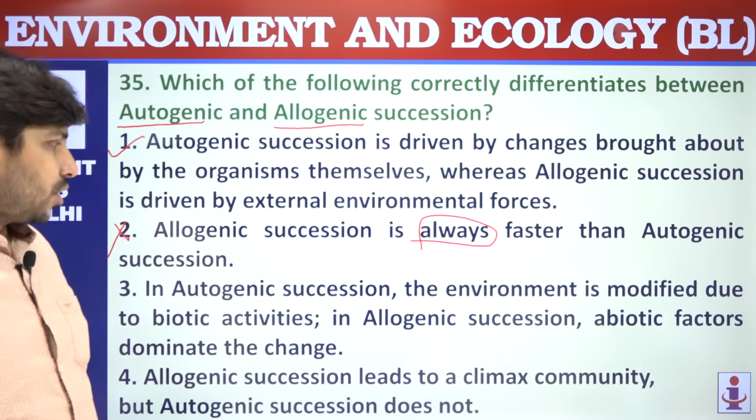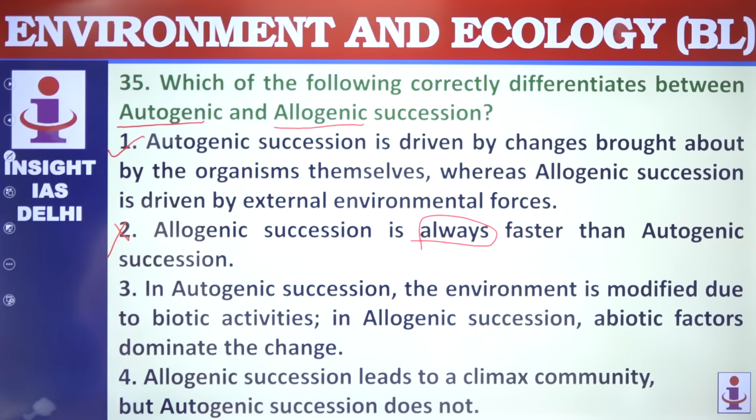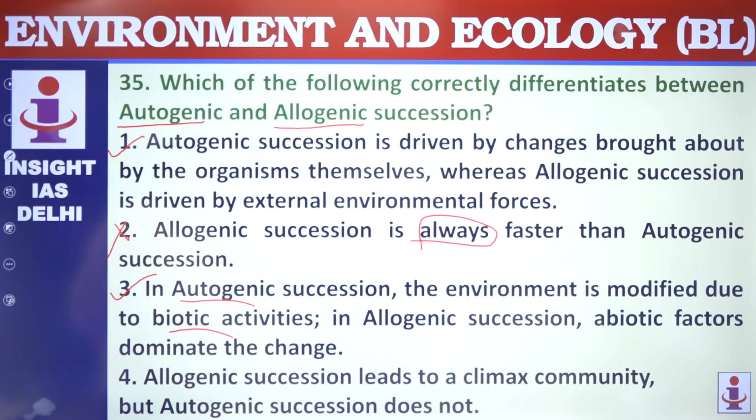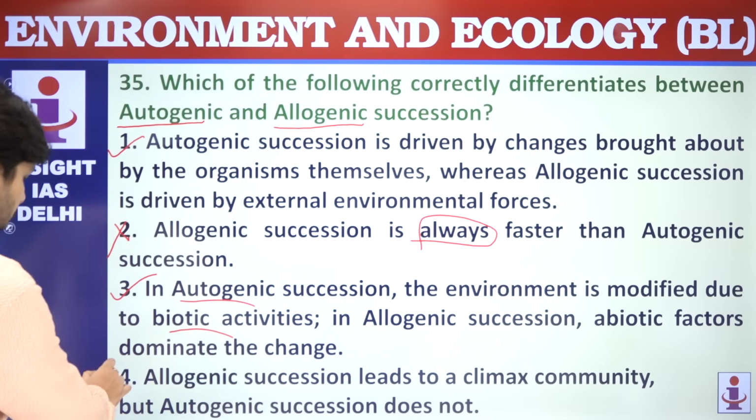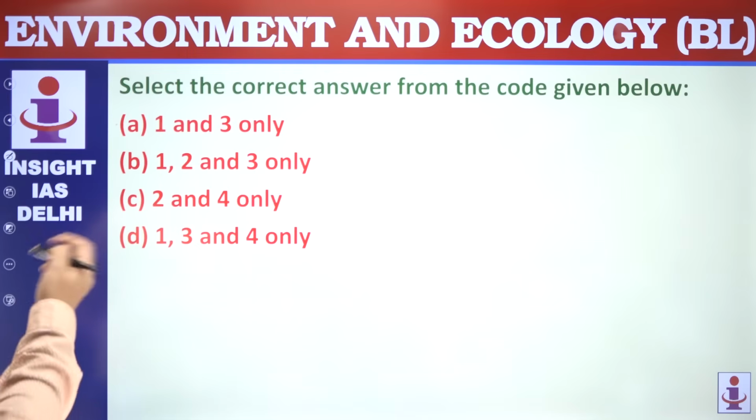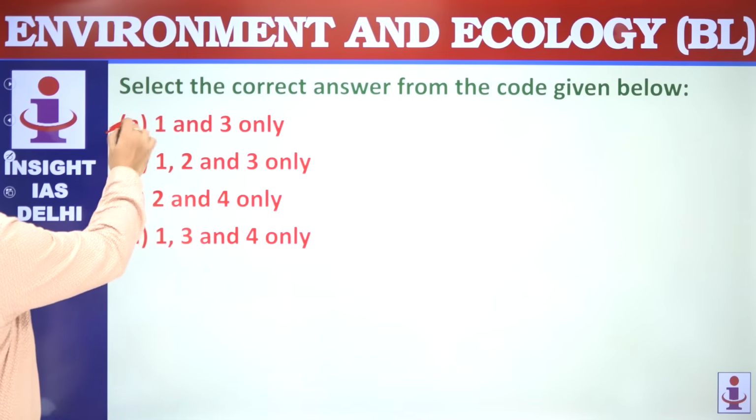In autogenic succession, the environment is modified due to biotic activities. Yes, in autogenic the environment is modified by biotic activities, in allogenic by abiotic factors. Allogenic succession leads to a climax community. No, not necessarily true. So only 1 and 3 will be the correct answer. Option A is your correct answer.